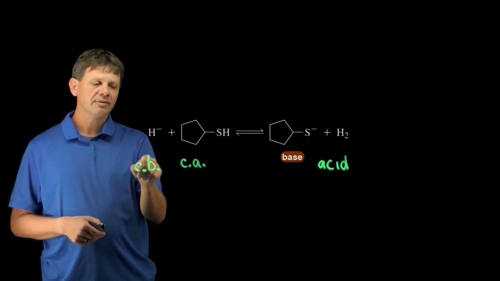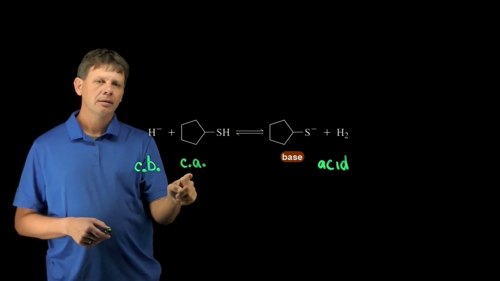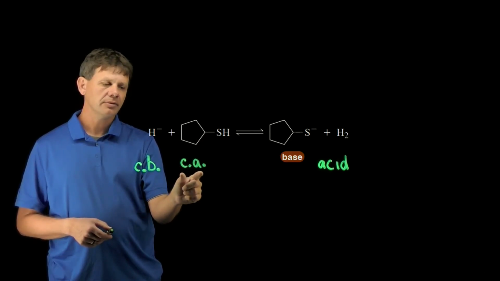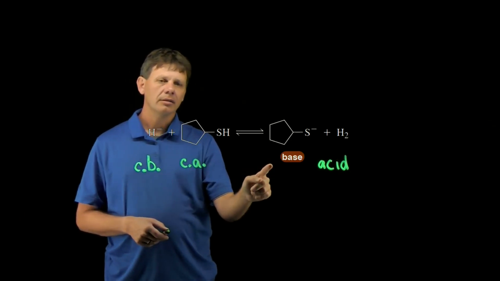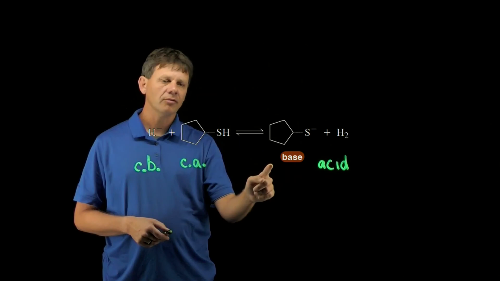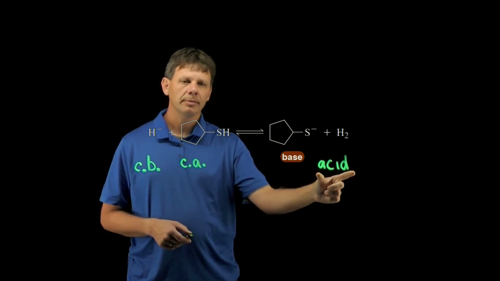So H- is our conjugate base. The thiol is our conjugate acid. Our base is the sulfide, and H2 is the acid.